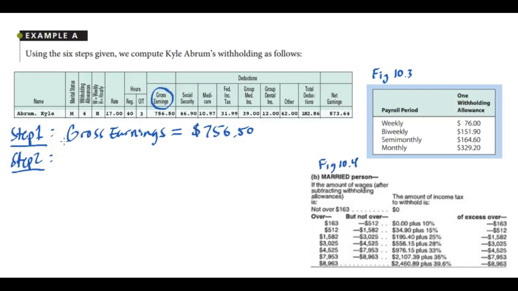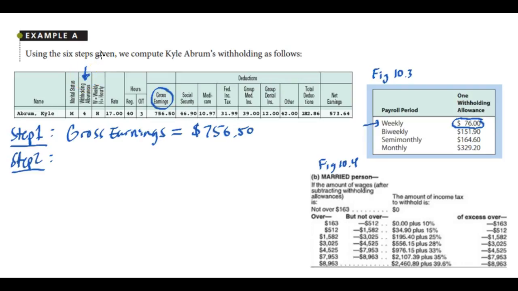Step 2, we have to multiply by the appropriate weekly or monthly withholding allowance that is given in figure 10.3. Notice that this is a payroll period based off of a week, as we mentioned before. So we want to use this row, week. One withholding allowance would be $76. And as mentioned in step 2, we want to multiply by the number of allowances. This is given in the table, the withholding allowances.